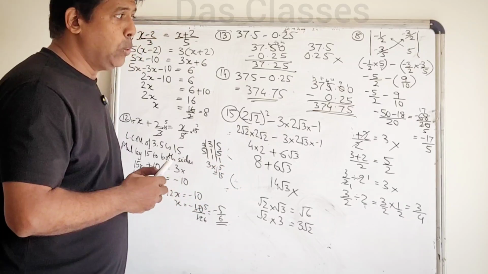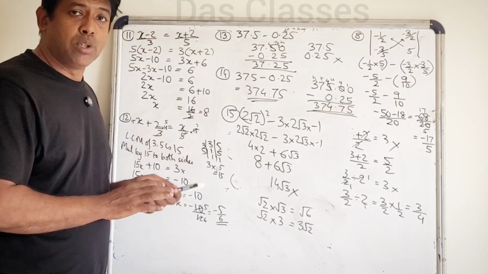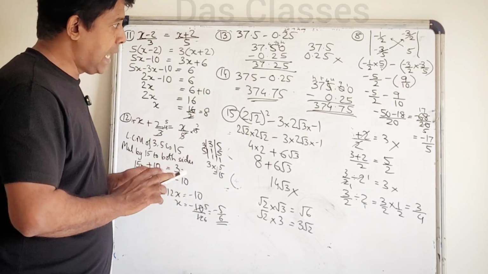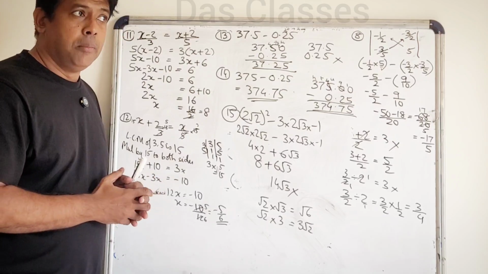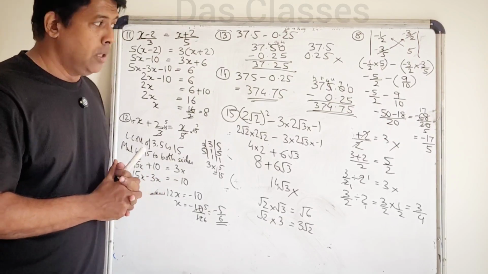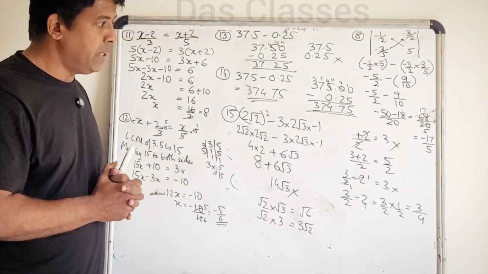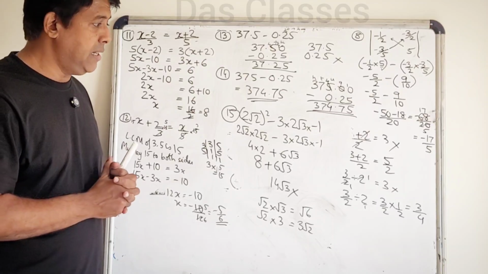So these are the few types of examples where students make mistakes most of the times. So I have solved it and explained it in detail.